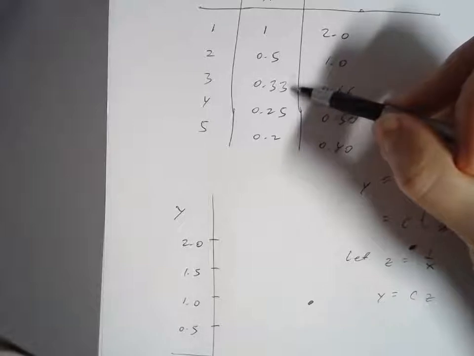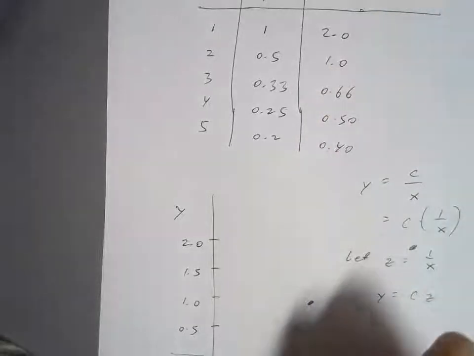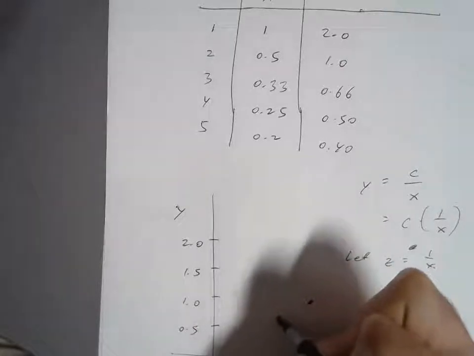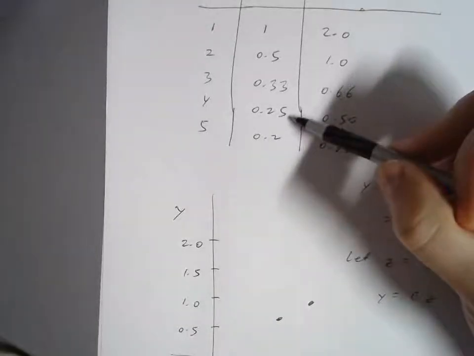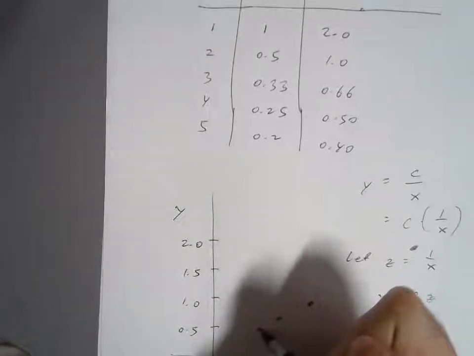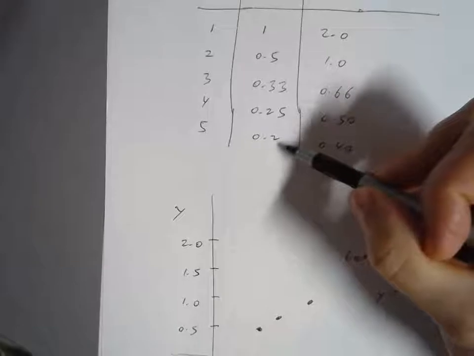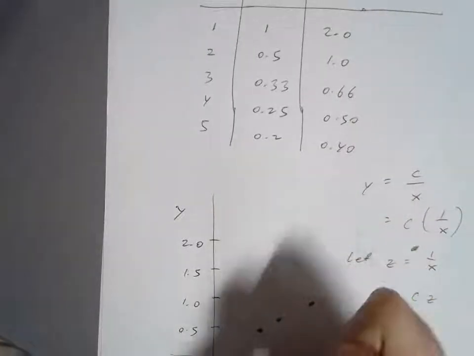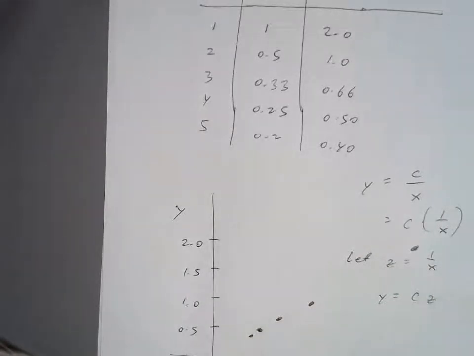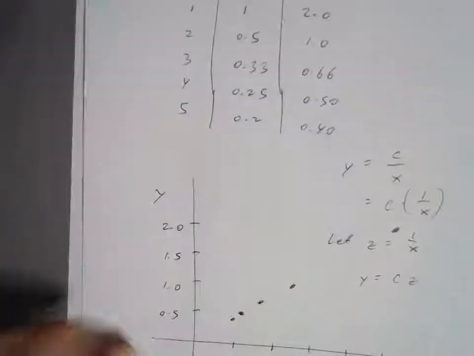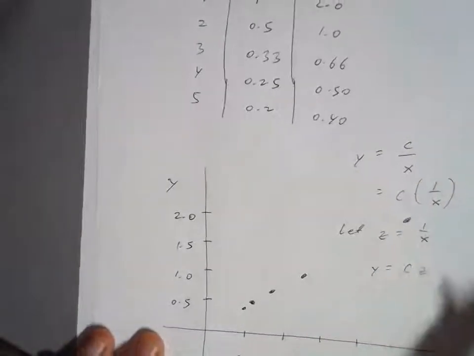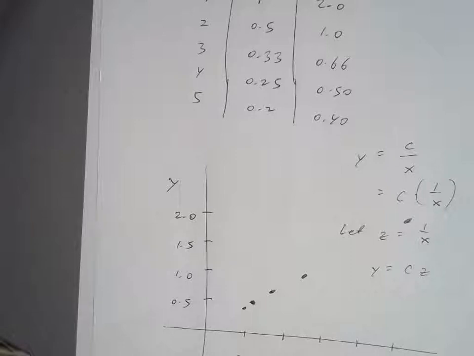When z is 0.33, y is equal to 0.66. So I'm going to estimate 0.33 is about here. When z is 0.25, y is a half. That's about here. And when z is 0.2, y is 0.4. That's about here. So hopefully you can see on my new graph, it's definitely not an inverse function. I have linearized my graph by re-expressing the x data.